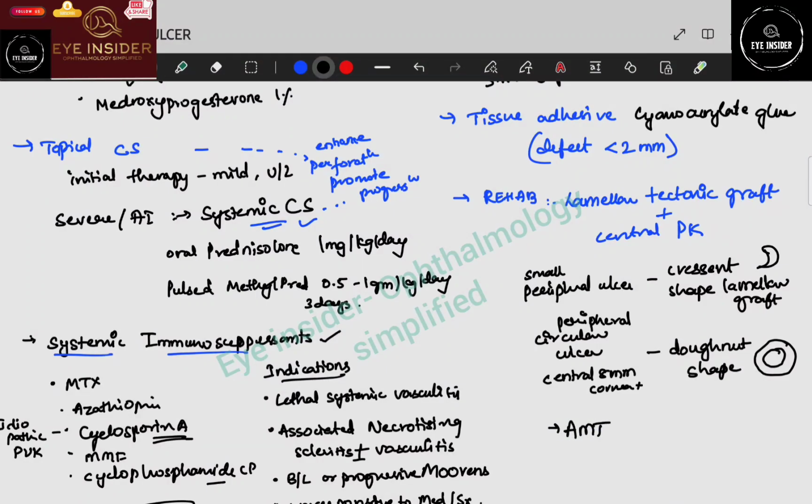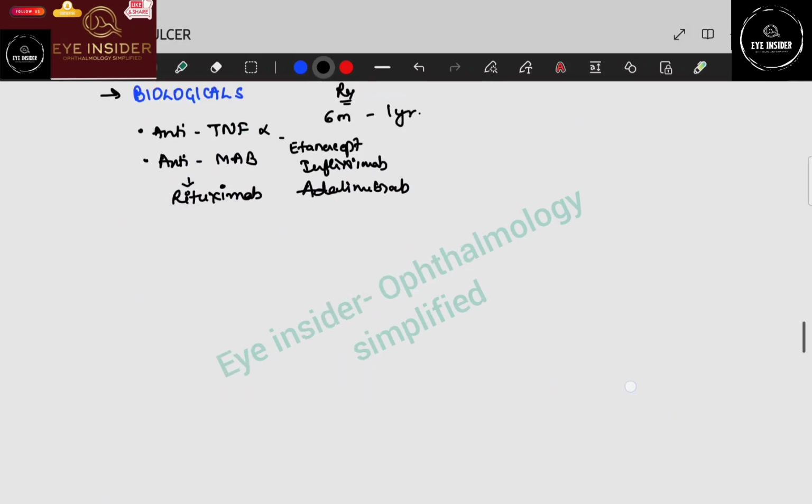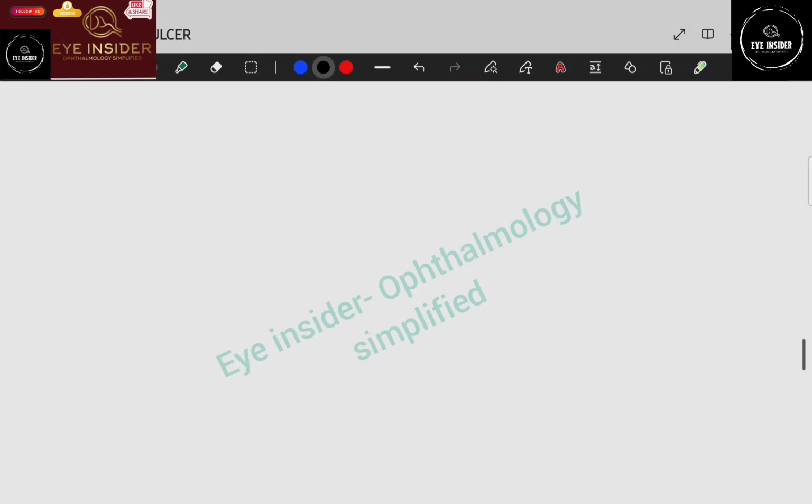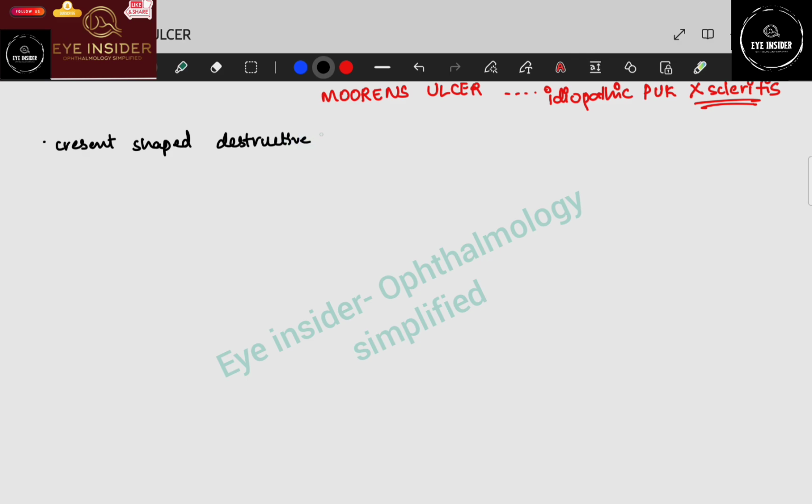So this was the treatment of PUK. Now coming to what is Mooren's ulcer. Mooren's ulcer is an idiopathic PUK without scleritis. Okay, this is very important. There should be no scleral involvement. So coming to its definition, it is a crescent-shaped, painful, destructive inflammation of marginal corneal stroma, sparing the sclera.